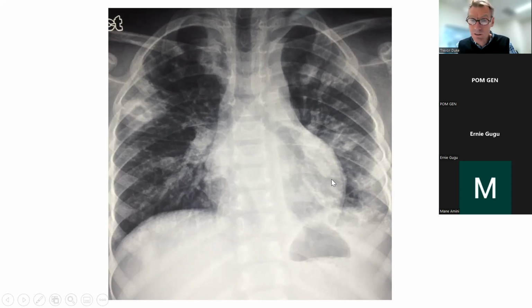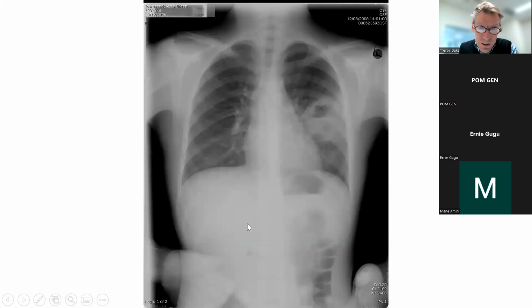A child who's got chronic lung disease who has some signs on the X-ray that are suggestive of bronchiectasis and now has an abscess cavity. Okay. All right. What about this X-ray?